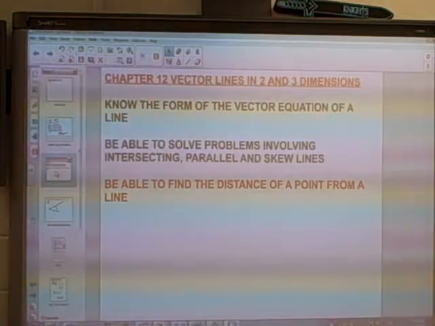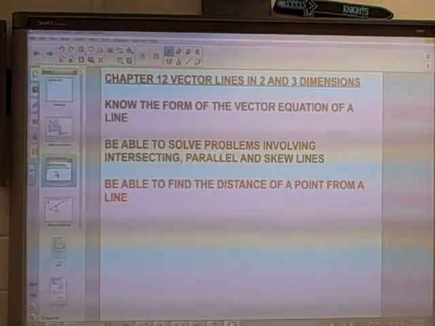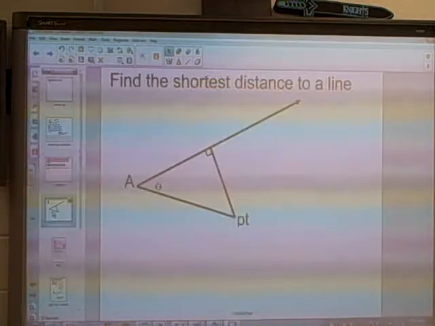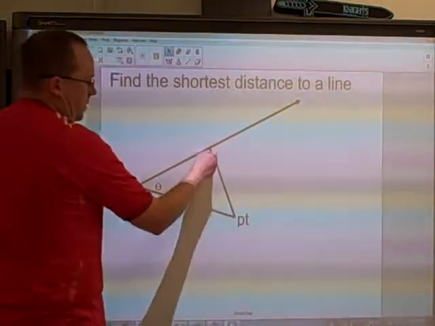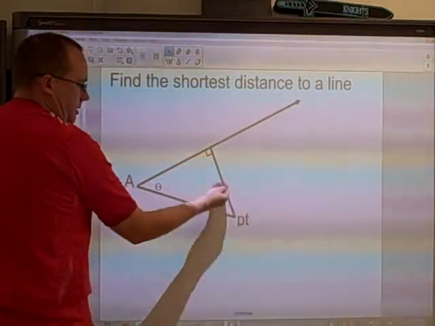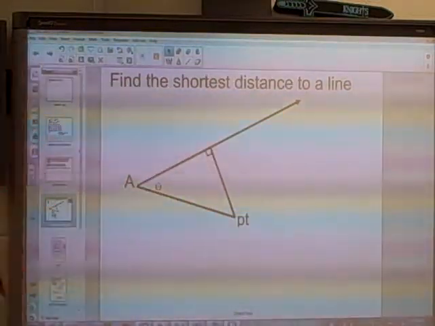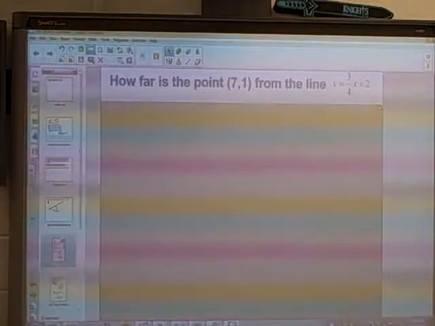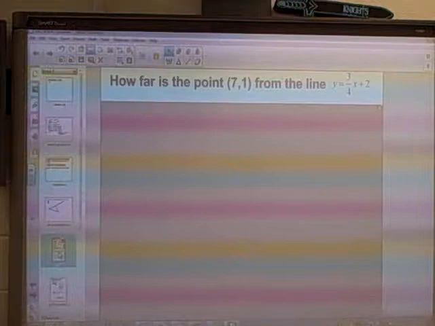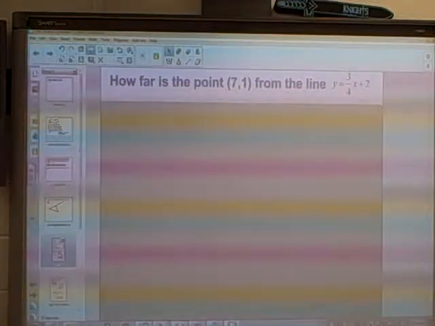Now today what we're going to do is look at how to find the distance of a point from a line. We actually do know how to do this already from geometry. If this is my point here, and I've got this line here, the shortest distance must be at 90 degrees to this line. Now, we're going to take an algebraic approach to it first. So, how far is the point (7, 1) from the line y equals 3/4 of x plus 2?